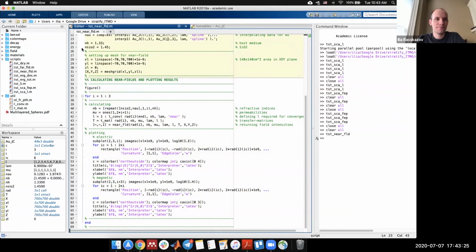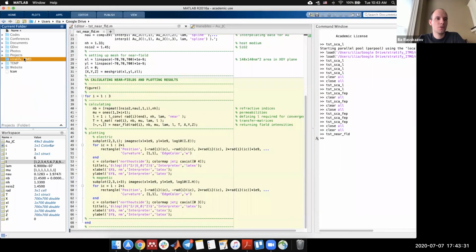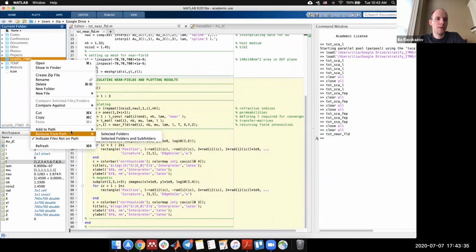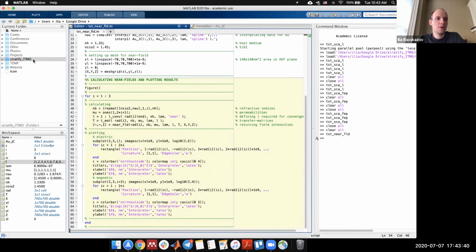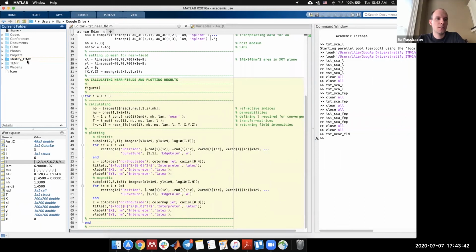Okay, now it's great. So what you need to do is, again, download the package somewhere, right-click, add to path, selected folders and subfolders. Once you did it, it will become black, not gray, like other documents and other folders. You go inside and you go to folder scripts.